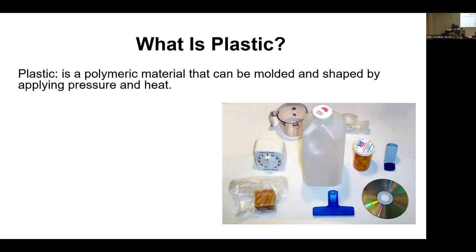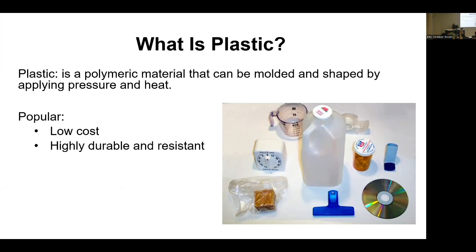So what is plastic? Plastic, as we know, is a polymeric material that can be molded and shaped by applying pressure and heat. It's very popular for four reasons. It's very low in cost, production-wise or processing-wise. It's highly durable and resistant to sunshine, moisture, rain, whatnot. It's low in weight compared to metals. And it's very versatile; it's basically in everything that we use, even in ourselves.